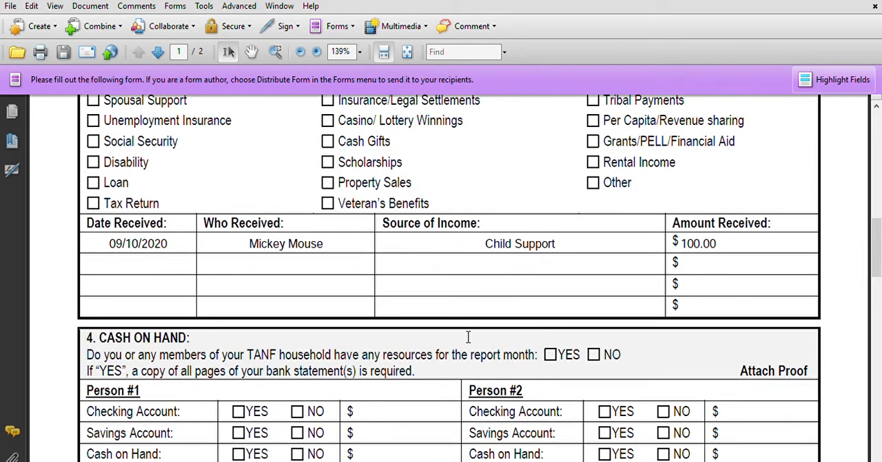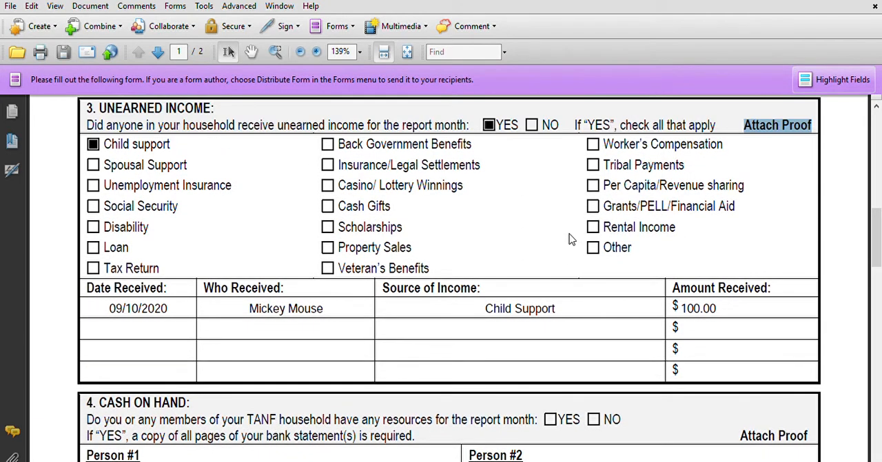So he's receiving child support. If there's anything else, let's say he got financial aid, you would just report it the same way. However, for source of income, you'd put financial aid or Pell Grant, etc.